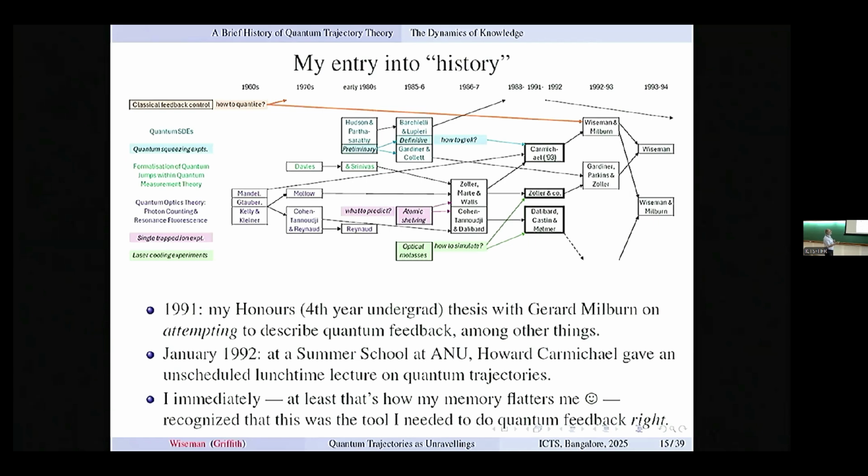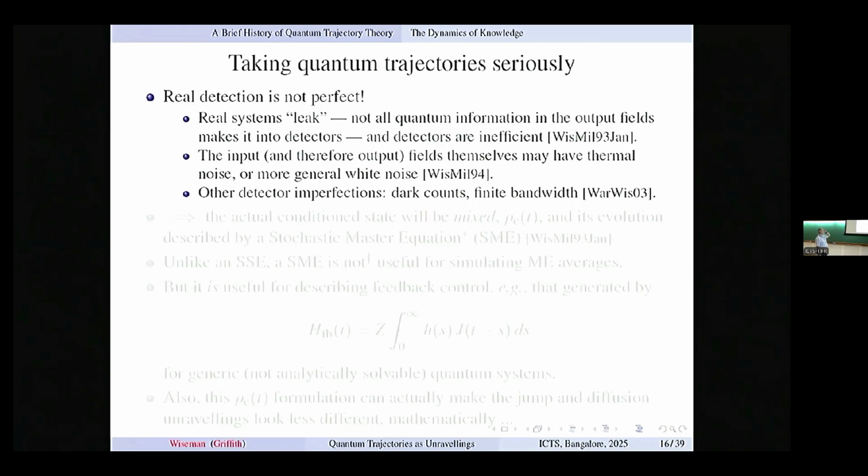So my part in this, the extra arrow that comes in here, is that because of Gerard, who'd been interested in feedback for quite a while, we were interested in the question of how to quantize classical feedback control. Having learned about Carmichael's work, we immediately set to work to write some papers about doing quantum feedback with that theory. But I'm not going to talk about quantum feedback much at all. What I want to talk about is the implications of this way of thinking about quantum trajectories.